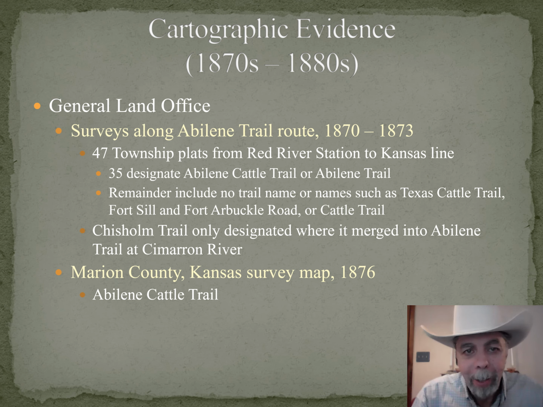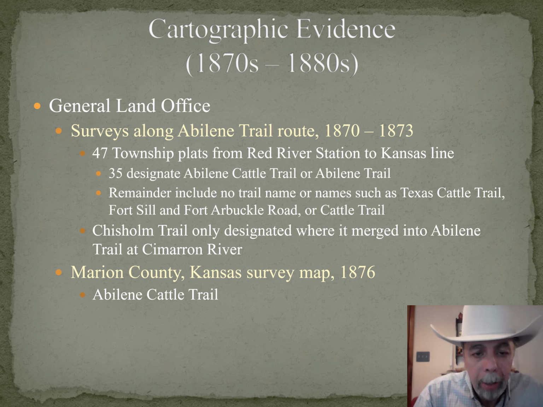Now let's look at the evidence. We've seen examples of the General Land Office surveys, the original surveys of Indian Territory, and there are 47 township plats that were done from the Red River, across from Red River Station all the way along the trail route to the southern line of Kansas. In 35 of these survey plats, the surveyors designated the trail name as the Abilene Trail or the Abilene Cattle Trail. The Chisholm Trail was only designated one time along this trail route, and that was where it merged as a side trail into the Abilene Trail at the south side of the Cimarron River.